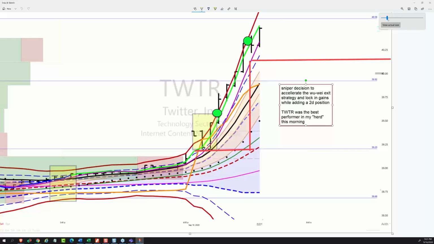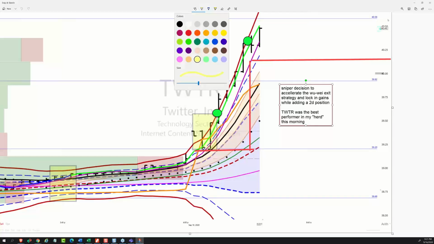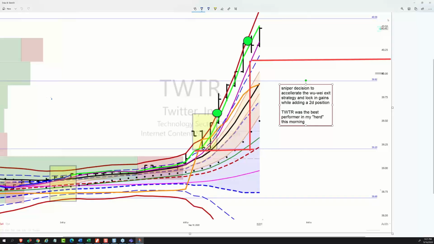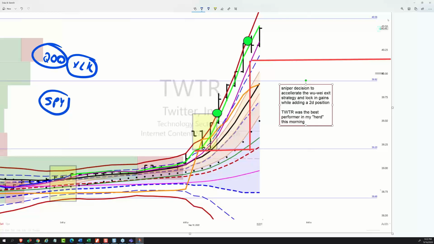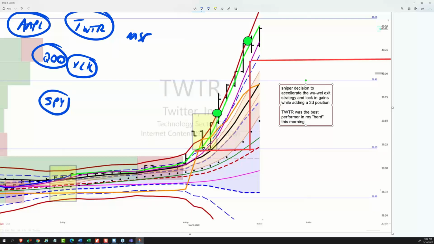And so my logic chain for this is SPY. And I'm going to say QQQ versus XLK. And then Twitter as part of that. And it has to compete against Apple, Microsoft, to name a few.